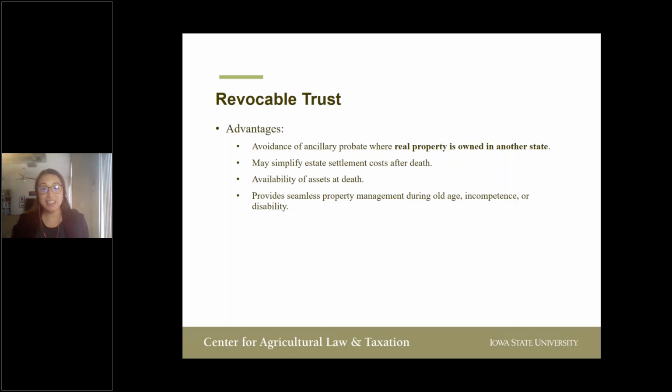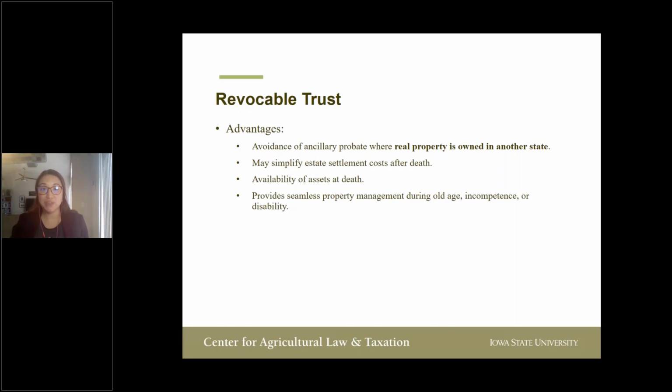And that just means a little bit of extra work where you maybe hire another attorney. There's more court costs and things like that. So it's not as simple. And that's another reason that people do like revocable trusts, because it does simplify settling an estate after someone passes away. There could be less costs.